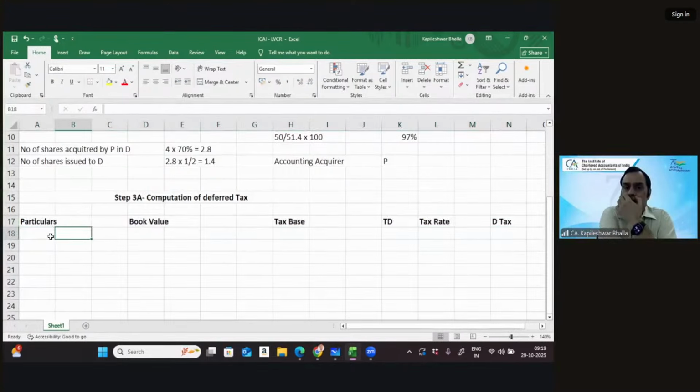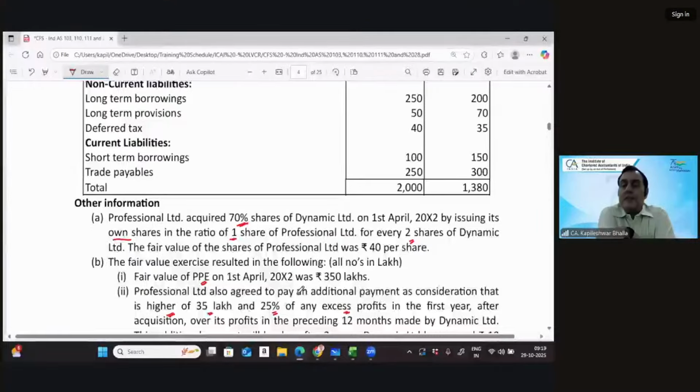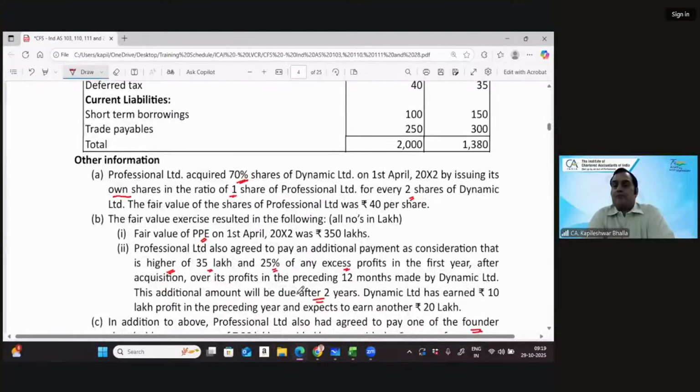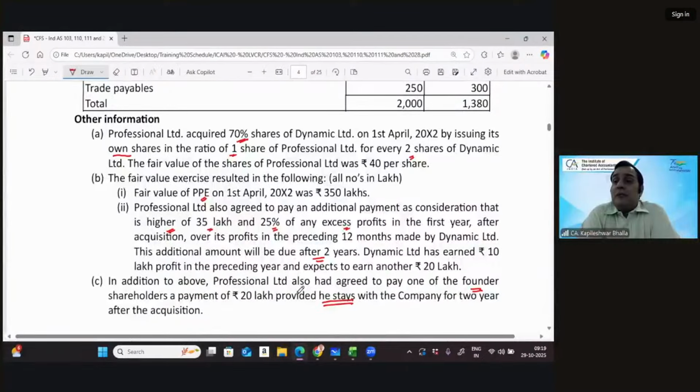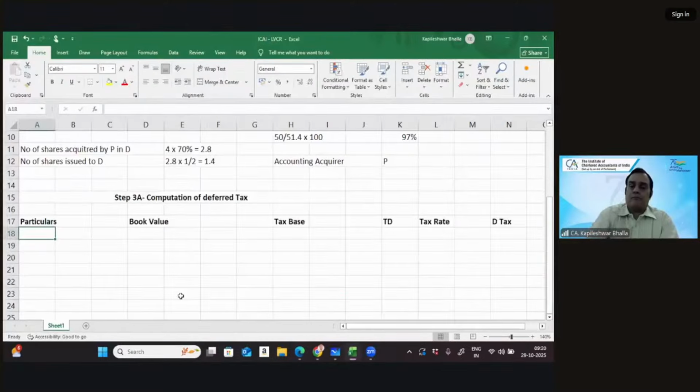So before we fit in the data, let's go back to the question and see which items have a difference. Now, if you notice, in point number B, it says the fair value of the PPE is given to be 350. Now, this fair value indirectly becomes the book value, because as per the acquisition entry, you are going to capture the PPE in the books of accounts at 350. So let me record this PPE. We can say the PPE has a fair value, which is the book value, of 350.